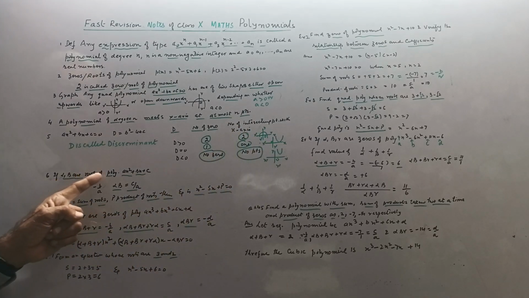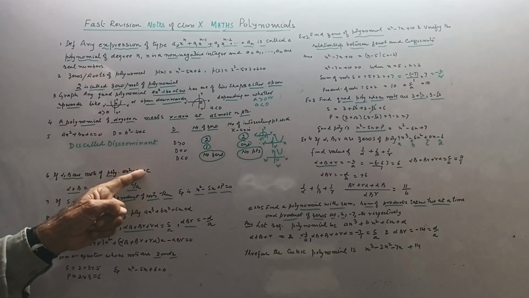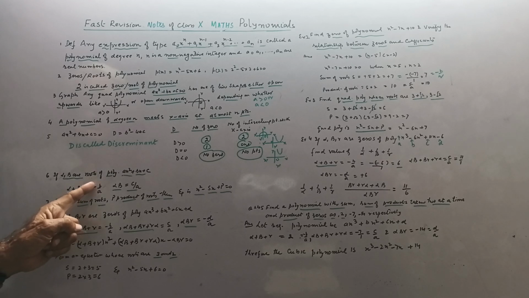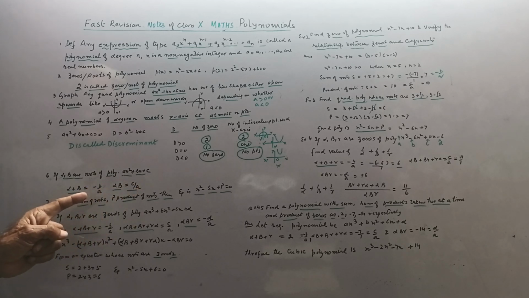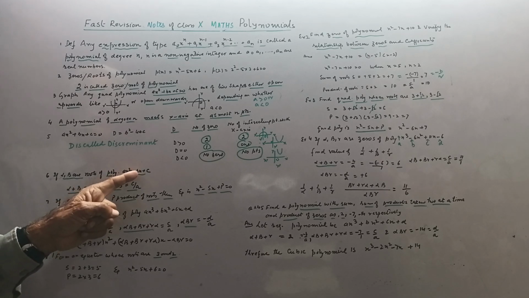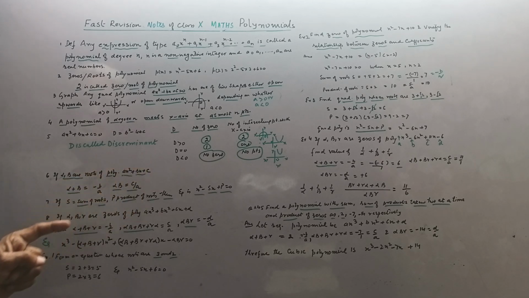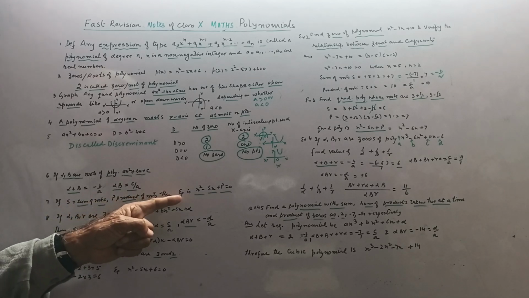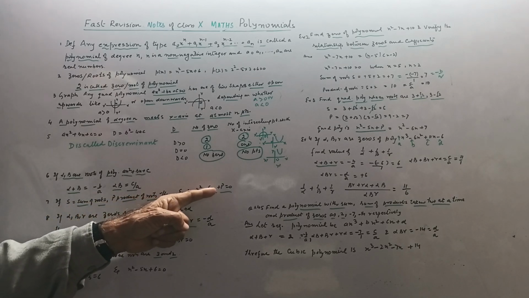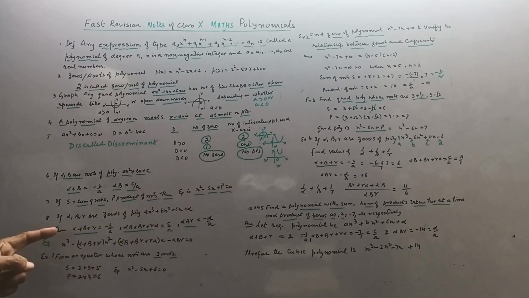If alpha and beta are roots of polynomial ax square plus bx plus c, alpha plus beta is equal to minus b over a, alpha beta is equal to c over a, where a is coefficient of x square, b is the coefficient of x and c is a constant term. If s is sum of the root, p is product of the root, then equation is x square minus sx plus p equal to 0.